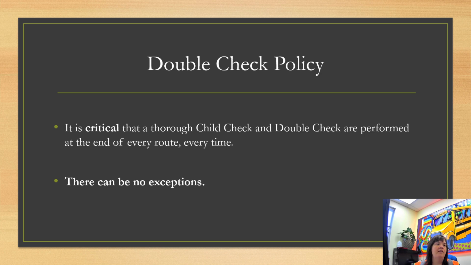So it is critical that a thorough child check and double check are performed at the end of every route, every single time. That's why we have you pull in, you walk the bus, somebody checks underneath the seats. That's our double check. You're doing the child check. The person behind the bus is doing the double check. We do this each and every time, and there can be no exceptions.